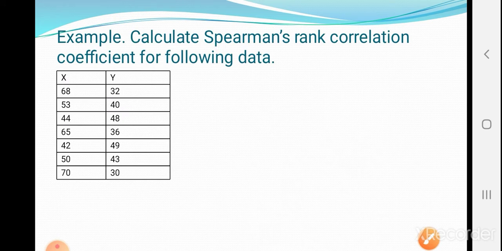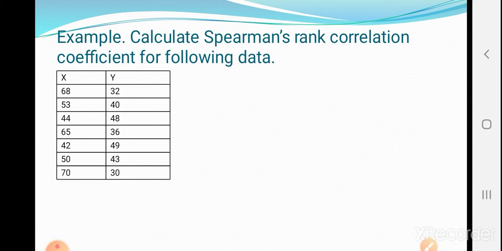Let's see one example of Spearman's rank correlation coefficient. Calculate the Spearman's rank correlation coefficient for the following data. The data values we are given: x values are 68, 53, 44, 65, 42, 50 and last is 70. And the y values are 32, 40, 48, 36, 49, 43 and last is 30.